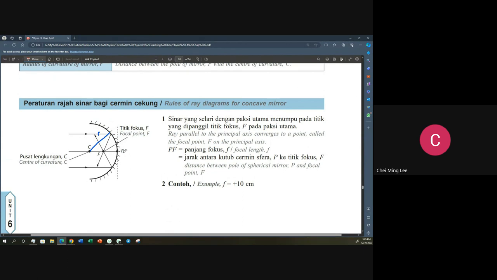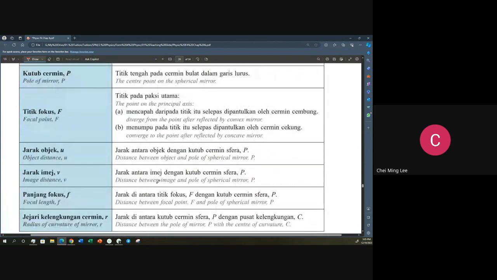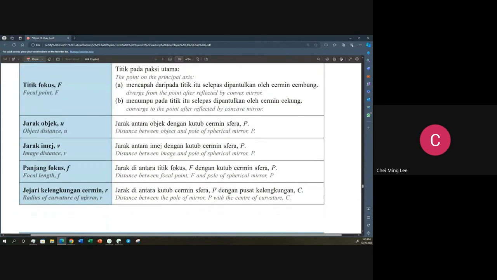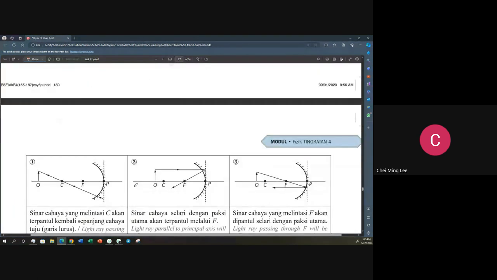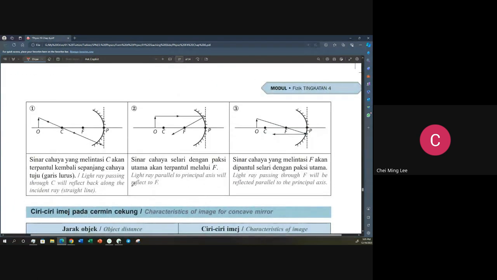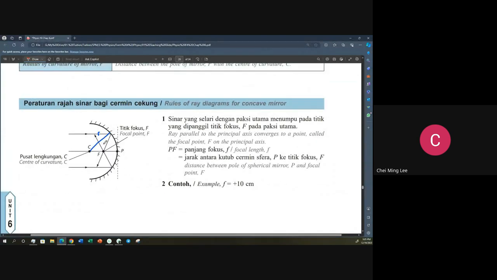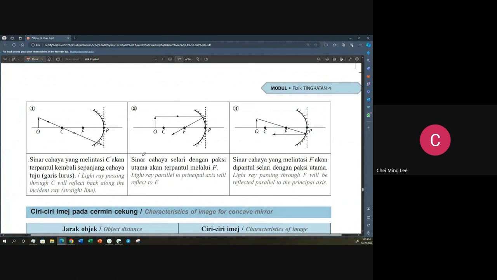So this is how. And then the u and v are the same, the focal length is the same. R is the radius of curvature of the mirror. All right, so this is how it looks like. So normally, let's see how we draw this.